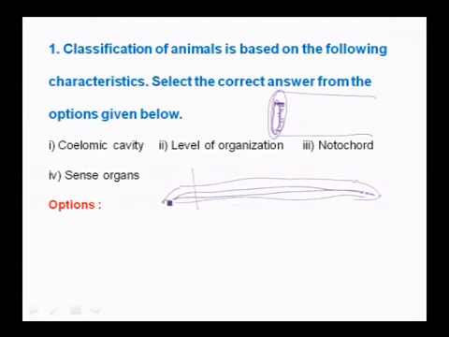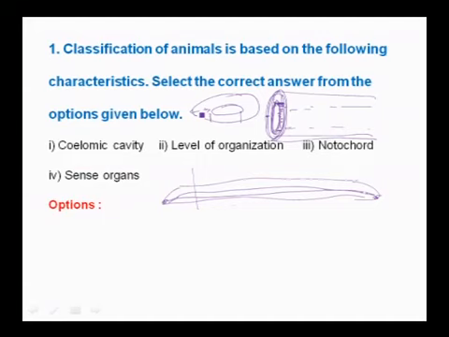Okay. Suppose this is the mouth and this is the anus. This tube going inside is nothing but the alimentary canal, and the outer tube is nothing but the body wall. So, there is a space between these two tubes. This gap between the body wall and the alimentary canal is called coelom.